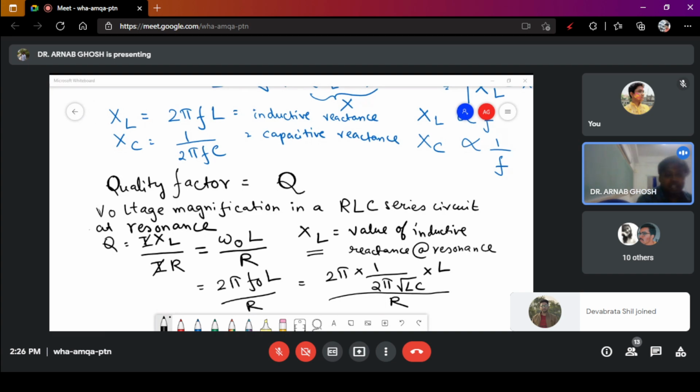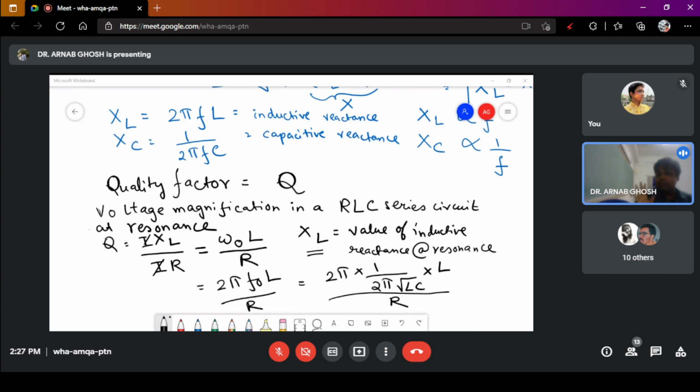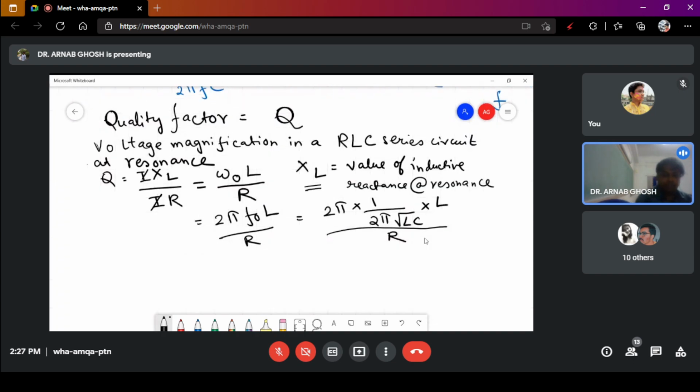So voltage magnification or Q factor defines the voltage magnification produced in the circuit, that is the voltage drop across the inductor or capacitor to the voltage drop across the resistor. So this is important. If you just rewrite this, what will be the value? You see this 2 pi and this 2 pi get cancelled and you are left with Q is equal to 1 by R into root over L by C.